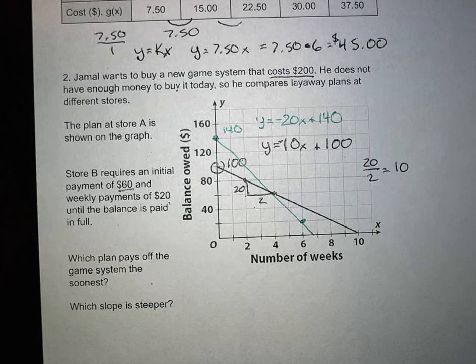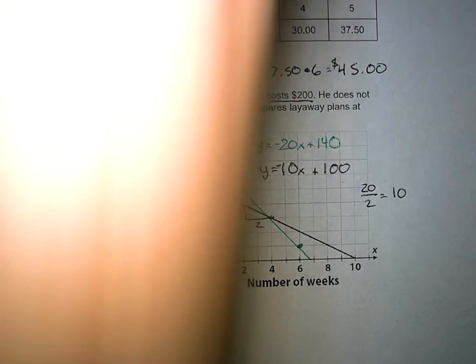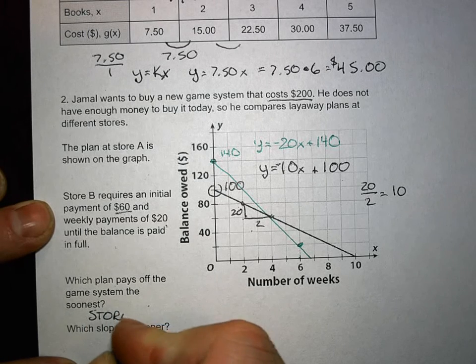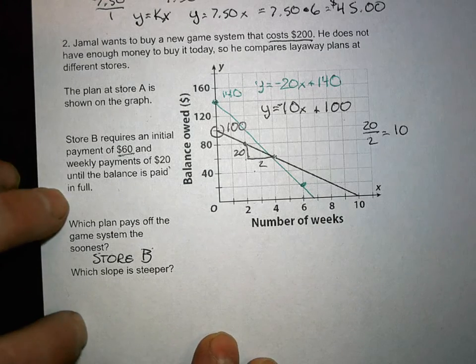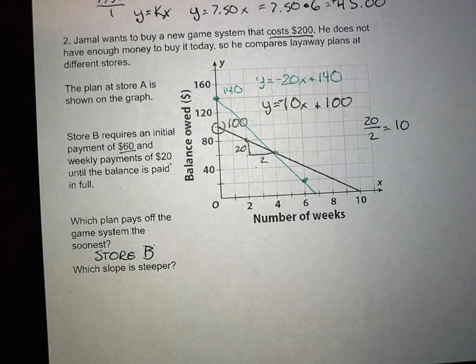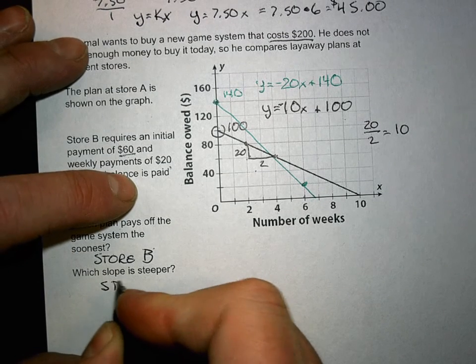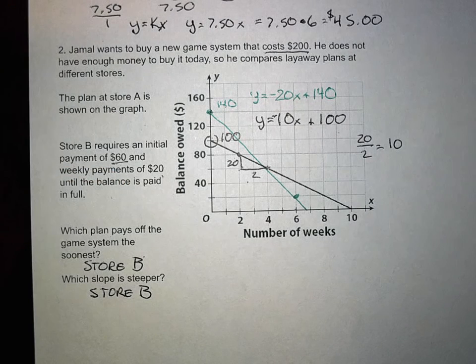So, which plan pays it off the fastest? The green one. Plan B, right? Store B. Which slope is the steepest? Store B. So we can compare functions by discussing how steep they are.